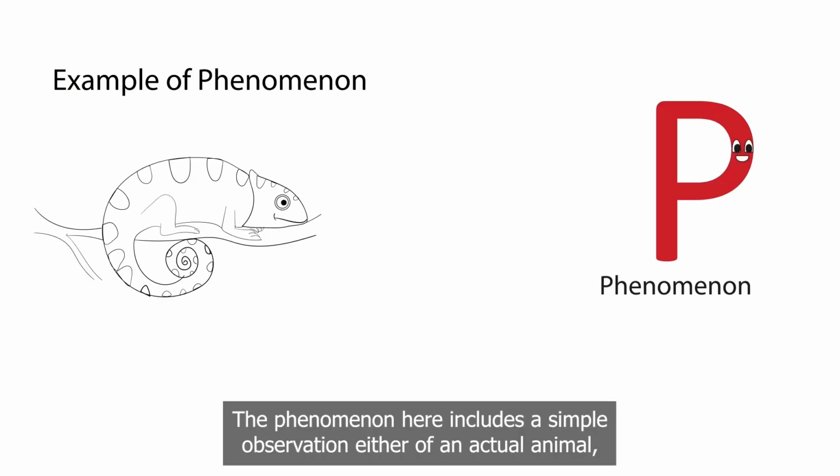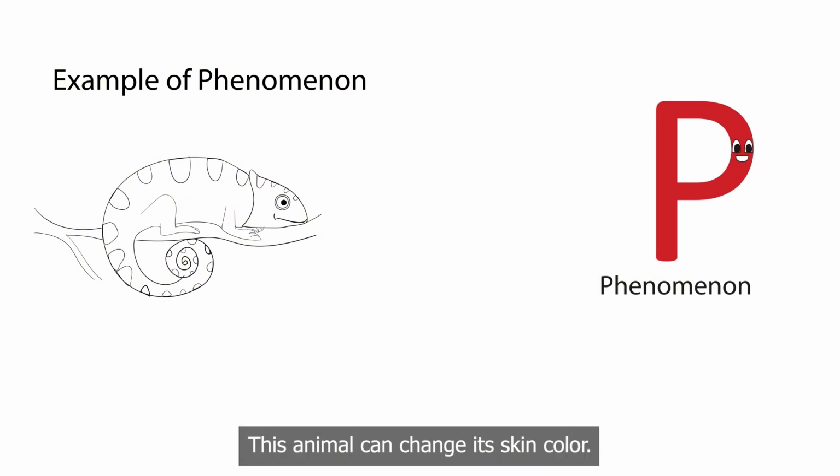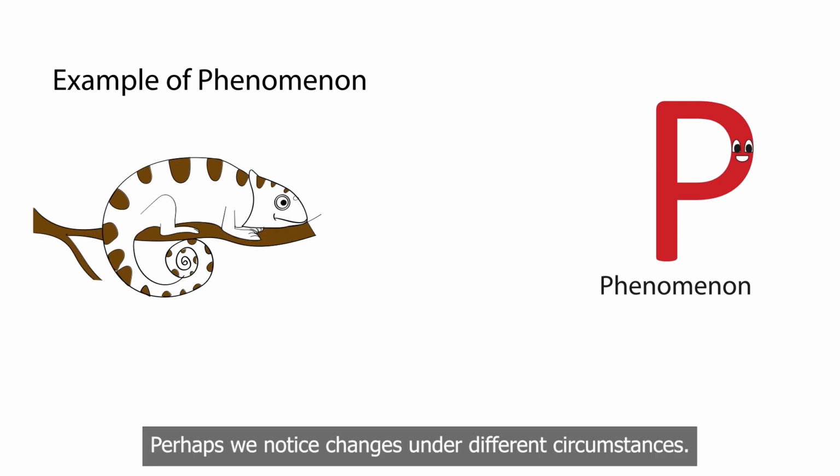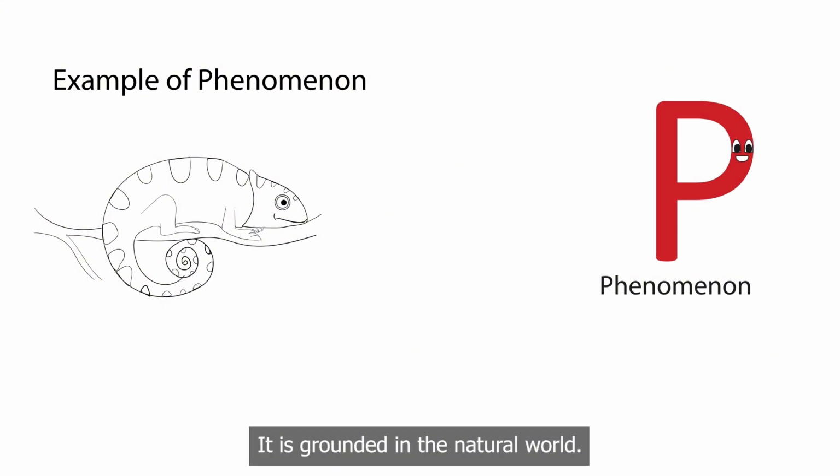We'll end with a simple application. The phenomenon here includes a simple observation, either of an actual animal, pictures, or videos. This animal can change its skin color. Perhaps we note its changes under different circumstances. That's the phenomenon. It is grounded in the natural world.